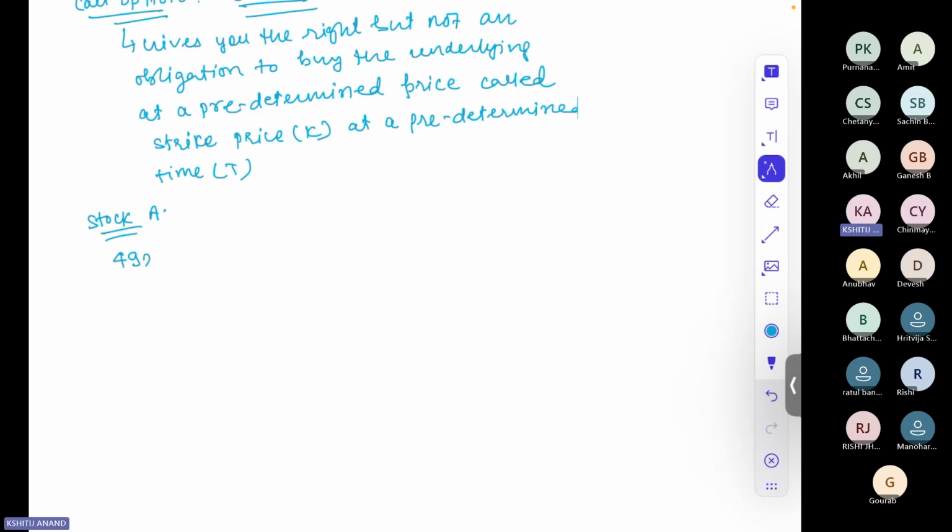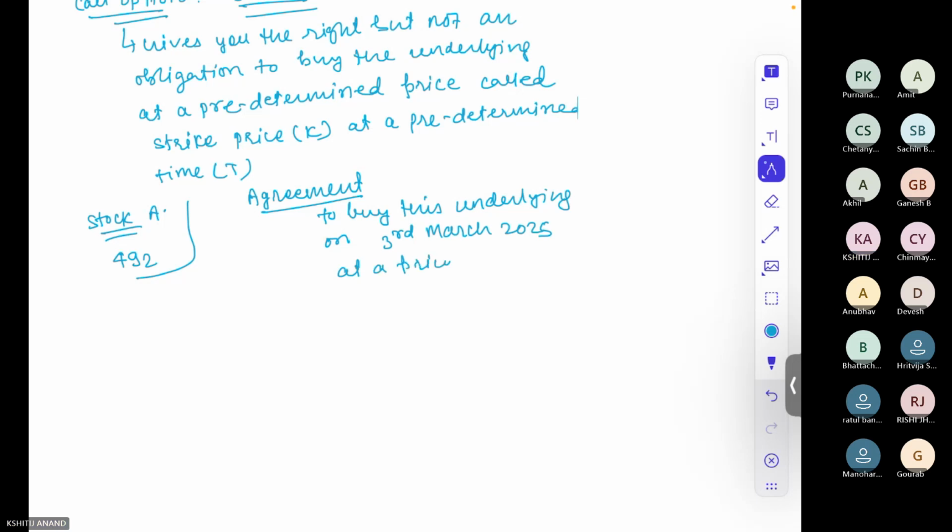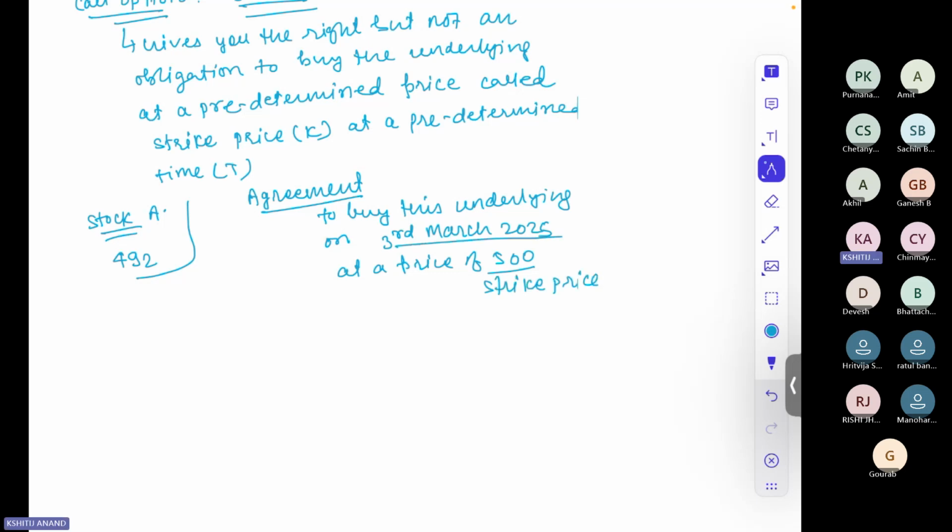Okay. So what you do is that you enter into an agreement with someone to buy this underlying. For example, what is the date today? It is 2nd December. So let us say the agreement says that you can buy this underlying on 3rd March 2025, right? At a price of 500. Let us just say. This price is called a strike price, and this time is called time of maturity, so basically T. A strike price is denoted by K. Okay.